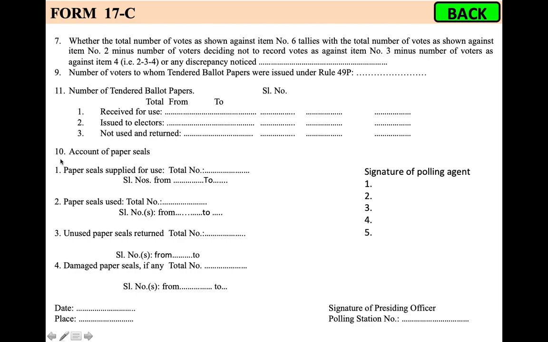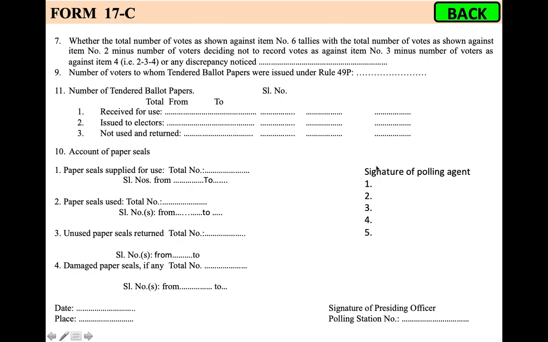And an important pointer, I think you can see here in this part, is the signature of polling agent. This part is really, really important, and no presiding officer should skip this part. Whoever the polling agents present during closing of vote are, everyone's signature has to be taken here.